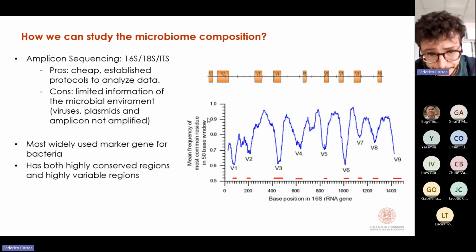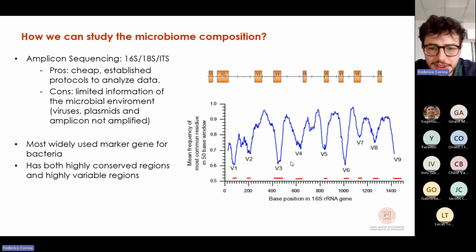But why 16S? 16S is a gene of 1,500 base pairs. And it has some regions that are well conserved. You can see here that the mountains are the regions that are well conserved in the genome, while the spikes are the regions inside the 16S that are most variable.